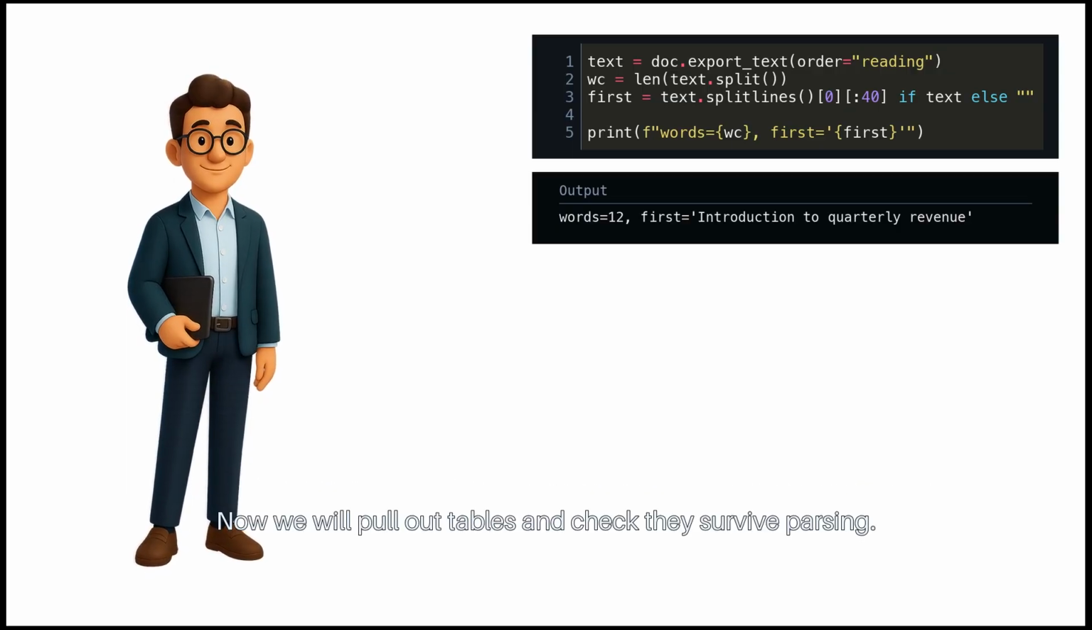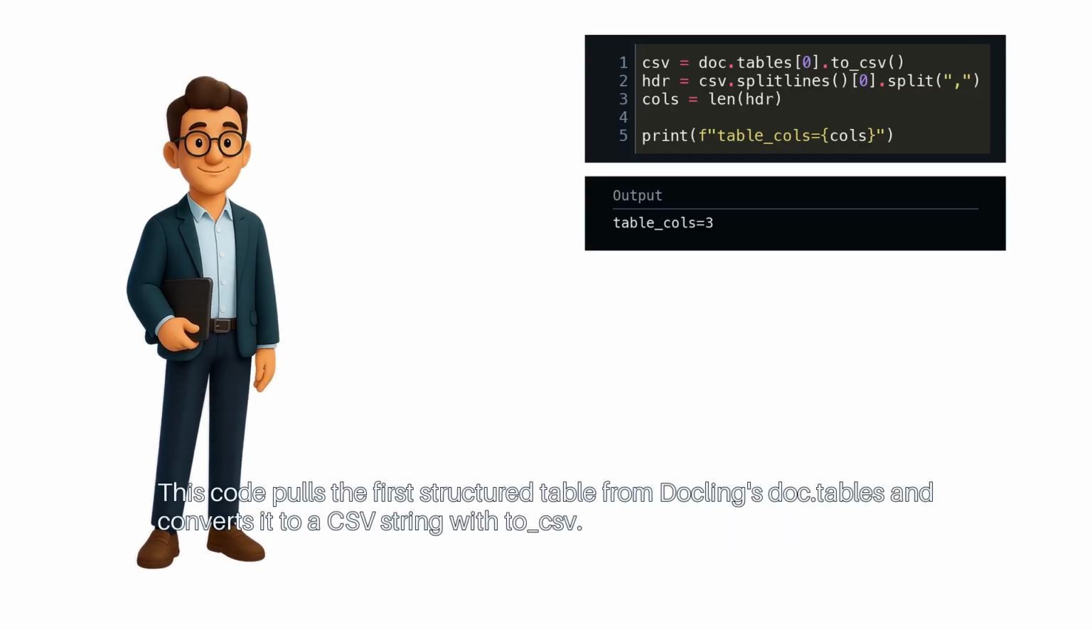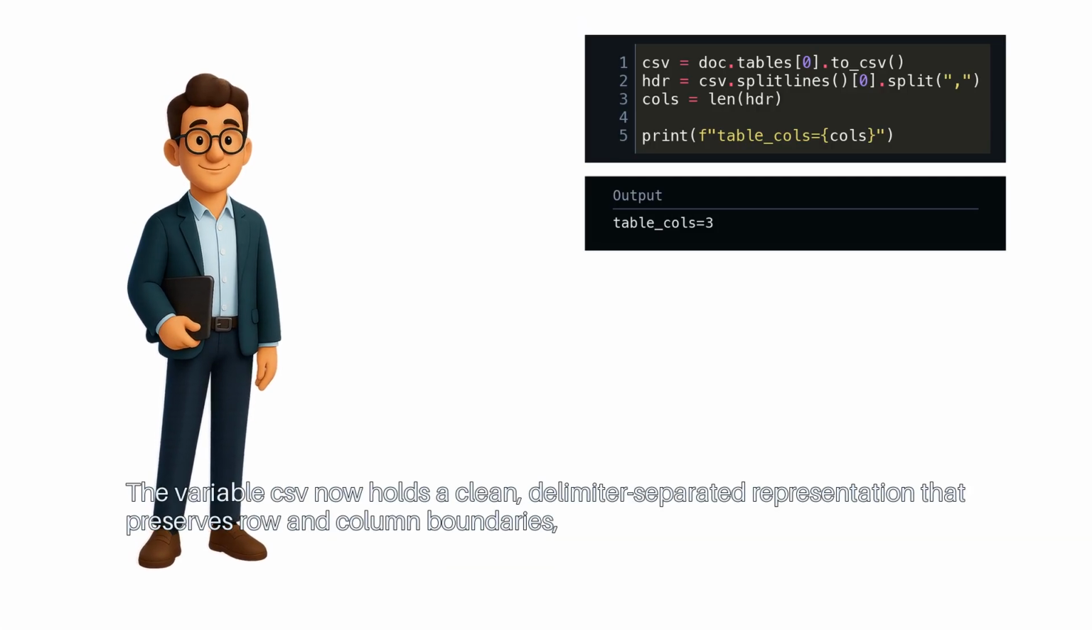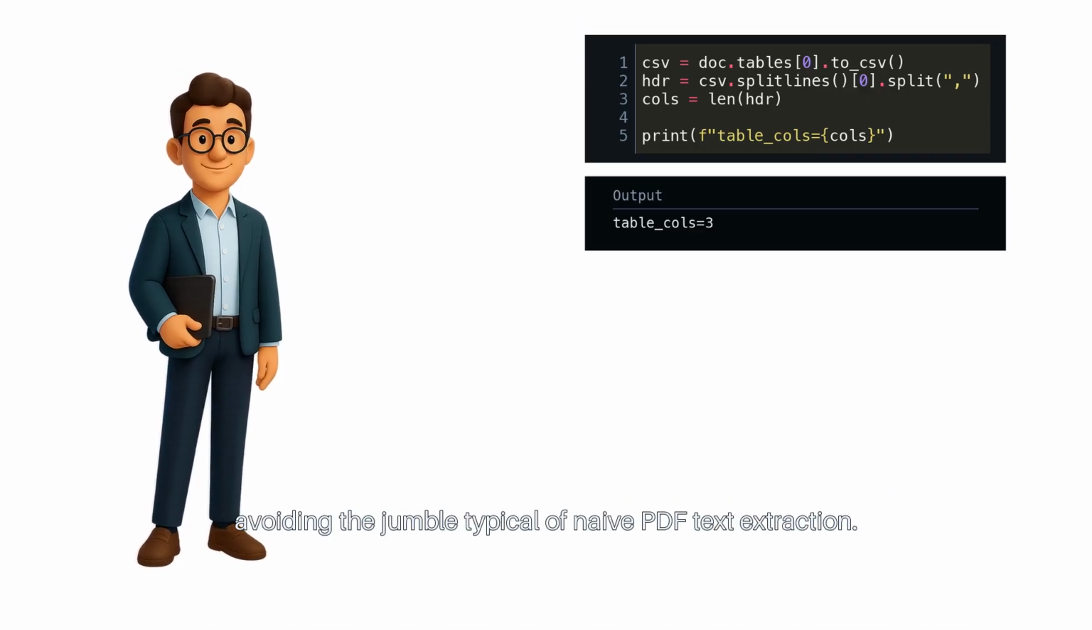Now we will pull out tables and check they survive parsing. This code pulls the first structured table from Docling's doc tables and converts it to a CSV string with 2 CSV. The variable CSV now holds a clean delimiter-separated representation that preserves row and column boundaries, avoiding the jumble typical of naive PDF text extraction.